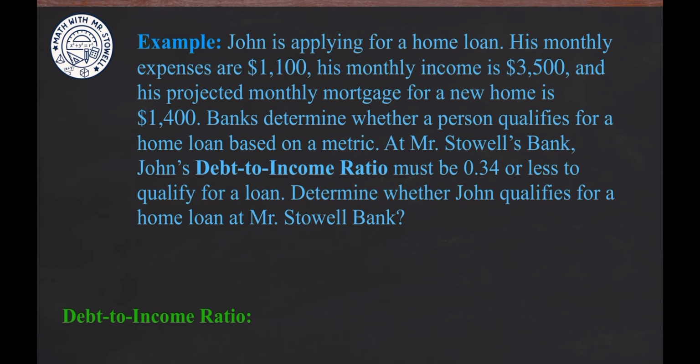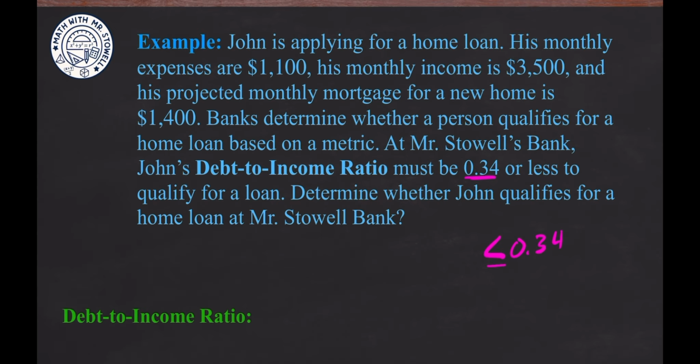Okay, so at Mr. Stowell's bank, John's debt to income ratio must be 0.34 or less to qualify for the loan. Determine whether John qualifies for a home loan at Mr. Stowell's bank. Okay, so we know that it has to be 0.34 or smaller than this value. So whatever our value is, it must be either 0.34, let me write it out as it is, 0.34, or smaller than. Some value smaller than that.